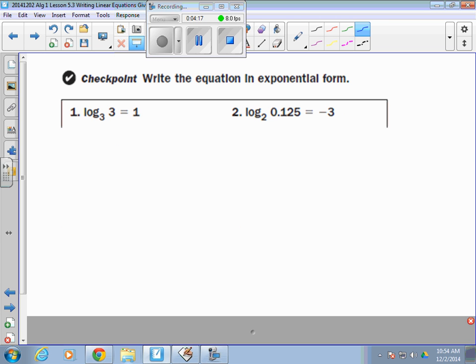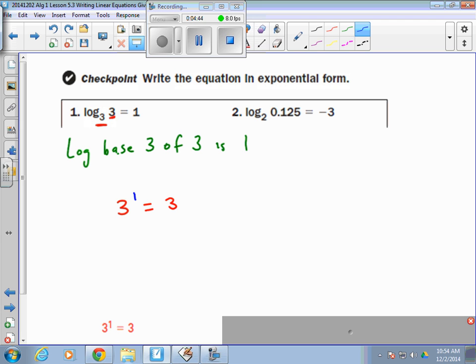Okay, the first checkpoint says write each of these in exponential form. If you read it correctly, you would read this as log base 3 of 3 is 1. So log base 3, that's this one, of 3, that's this one, is 1. So that's what you should have. 3 to the first power equals 3. And you can check that. You know 3 raised to the first power is 3.